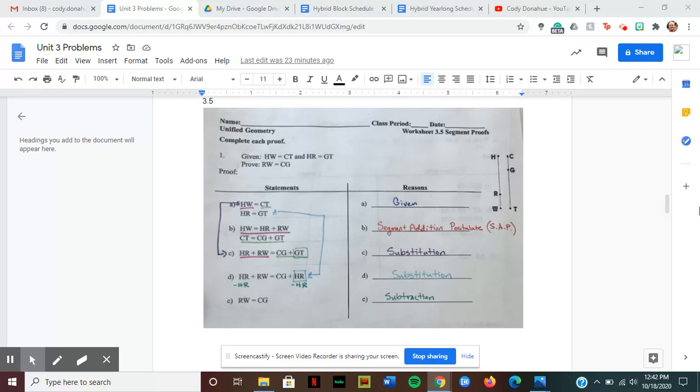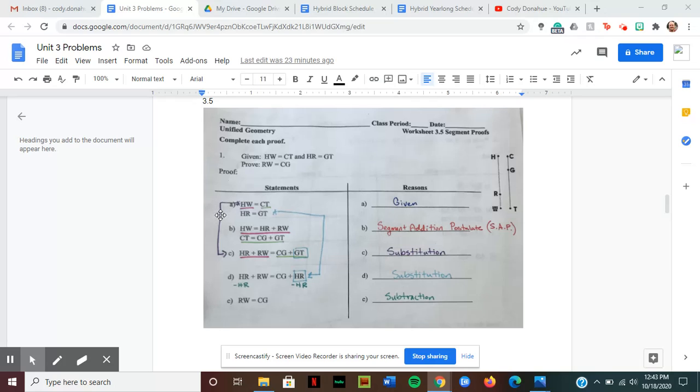So if we look up here, we got number one. We are given that HW is equal to CT and HR is equal to GT. Over here in our picture, we have this segment right here, and we can see what they're talking about when we hear HW, CT, and those other terms. That's what we're starting out with, and we're asked to prove that RW, this segment, is equal to CG, this segment. We have to write a two-column proof. Luckily they gave us all the statements and they just want us to fill in the reasons.